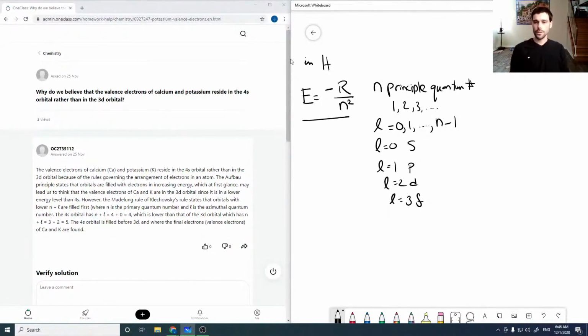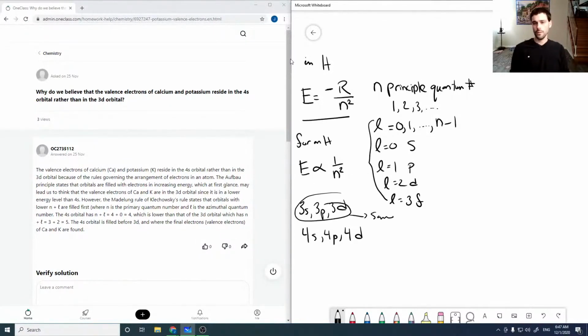Now, if we look at this equation, we see that for an H atom, energy only depends on 1 over n squared. So L doesn't come into play, right? That means that a 3s, a 3p, and a 3d orbital all have the same energy. A 4s, 4p, 4d, same energy. And so in a hydrogen atom, it doesn't matter what the L is, it only matters what the n is.